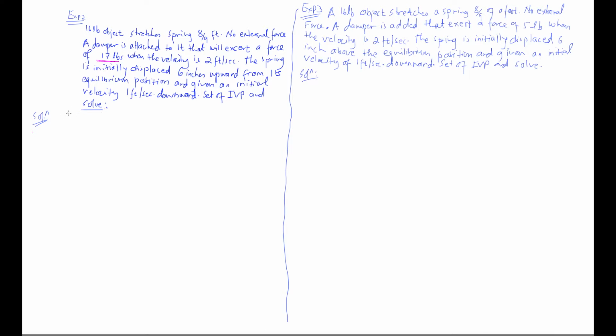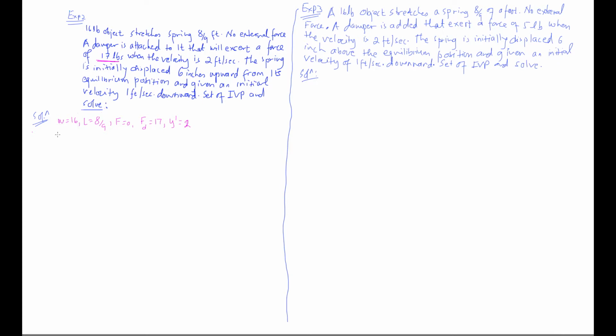So let us first list the given things. So you have W equals 16, right? And what else? L is 8/9. The external force is 0. The damping force is 17. And what is the velocity? It is 2 feet per second, right? 2 feet per second.